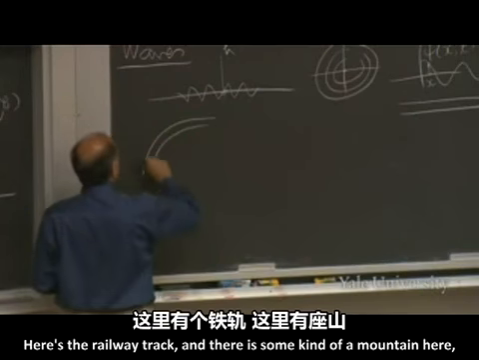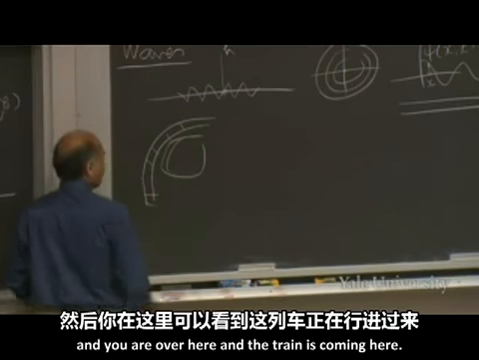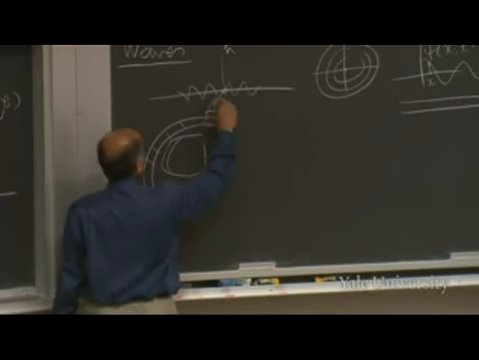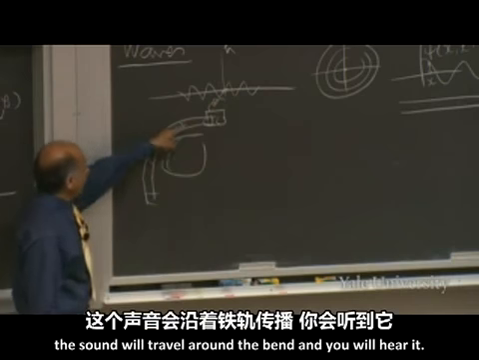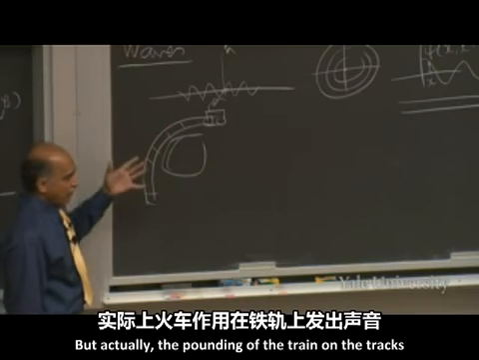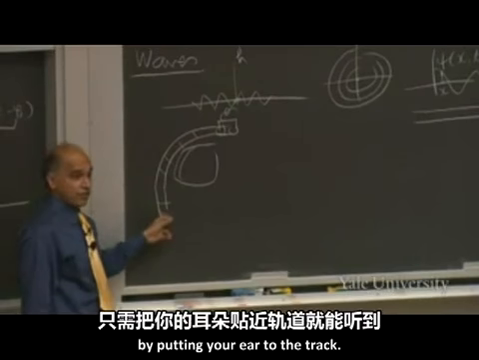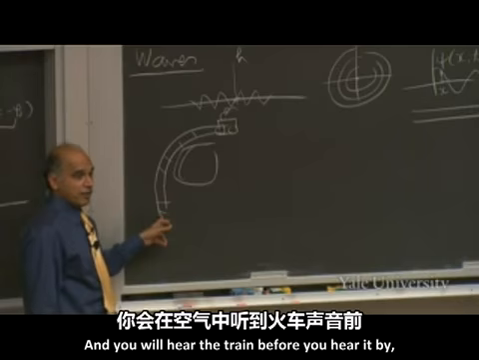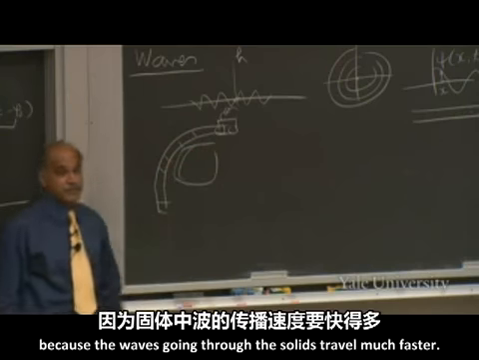Here's a railway track, and there is some kind of a mountain here, and you're over here, and the train is coming here. It turns out, if the train lets out a sound, the sound will travel around the bend and you will hear it. But actually, the pounding of the train on the tracks will set up shock waves in the track that you can hear by putting your ear to the track. And you will hear the train before you hear it through the air, because the waves going through the solid travel much faster.